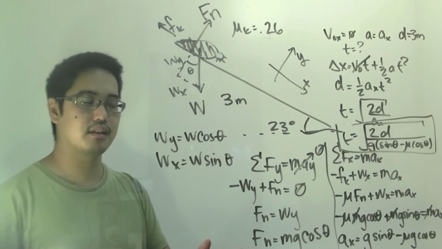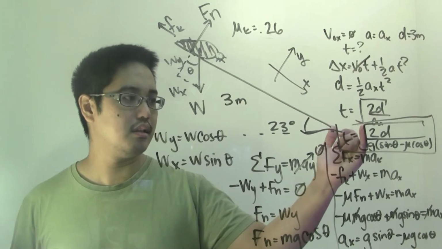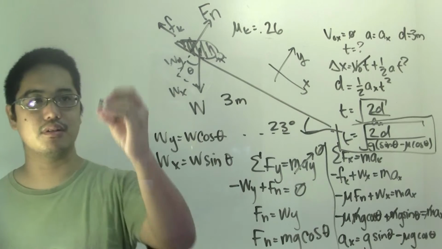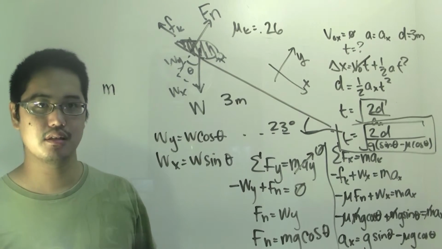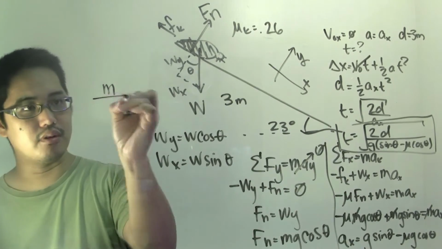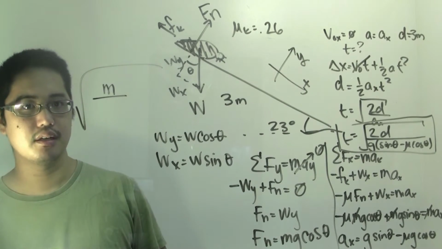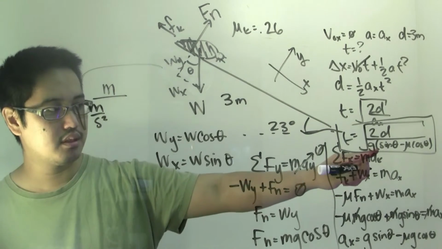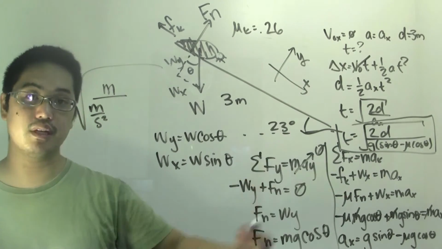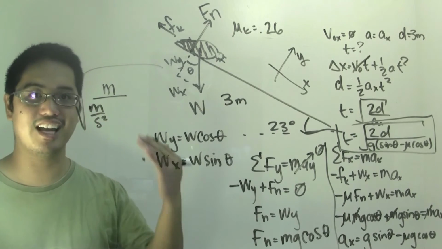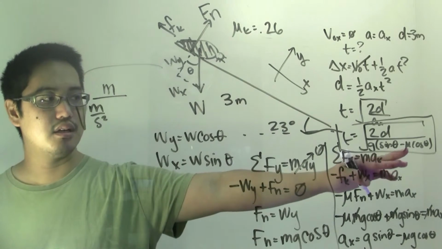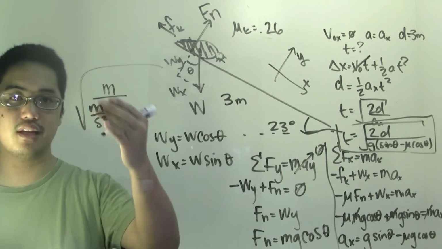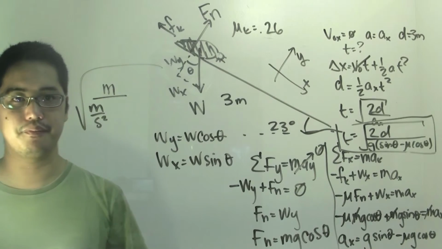Let's check the units of this thing. What do I have? I have the square root of 2d. d is in meters. Over g, meters per second squared, times sine theta. Sine theta is measured in degrees, but usually when we consider units, it actually has no units. Minus mu. Mu also has no units. Cosine theta has no units. So all we have is meters per second squared at the bottom.